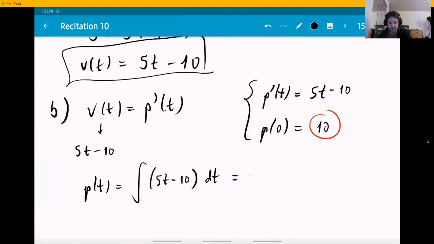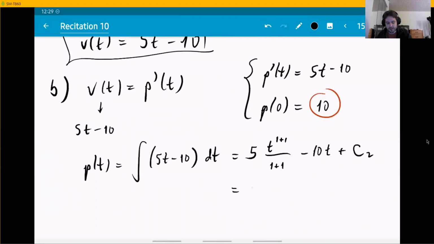Integral of 5t is, remember the power rule. Leave the 5 outside. Now t is the same as t to the 1. How do you find the antiderivative of that? Add 1 to the exponent and also divide by that same thing. So it's going to be t squared over 2. The same rule gives you the antiderivative of a constant. Minus 10 would be minus 10 times t. Plus, let's call this one c2 now. So this is 5 over 2 t squared minus 10t plus c2.